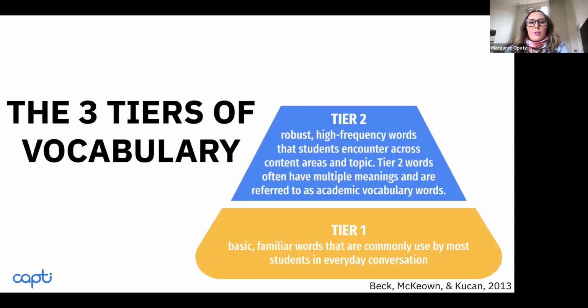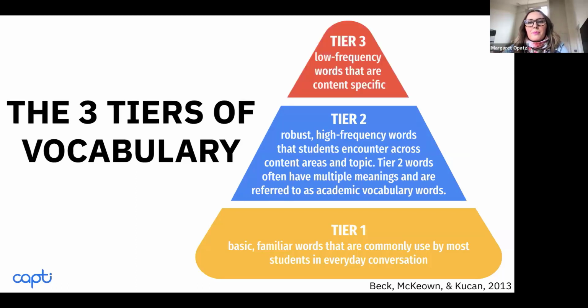Then we have tier 2 words, and these include those robust high frequency words that are used across multiple disciplines or content areas. And these are challenging because they often have multiple meanings, and they are specifically words that really need to be taught and taught across the disciplines so that students know how to use them in multiple contexts. And then we also have tier 3 words. And these are words that are not very frequent, and they are typically just in one content area.